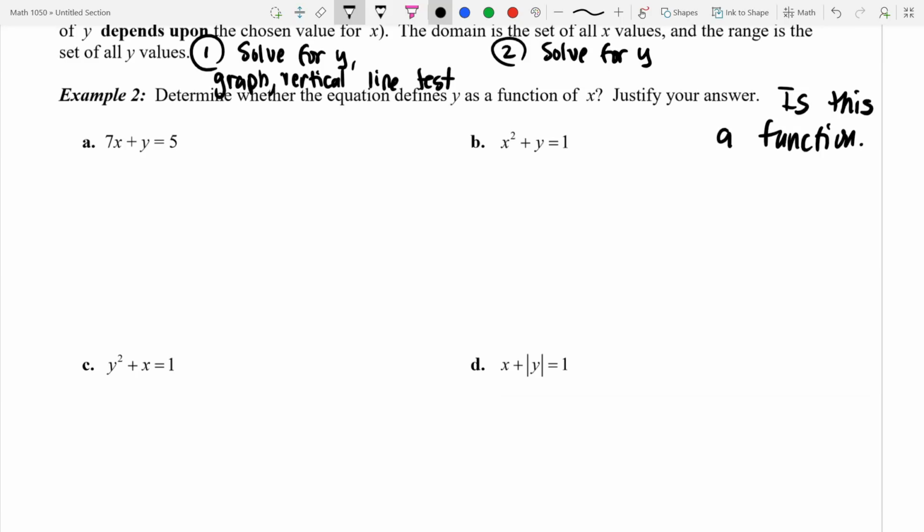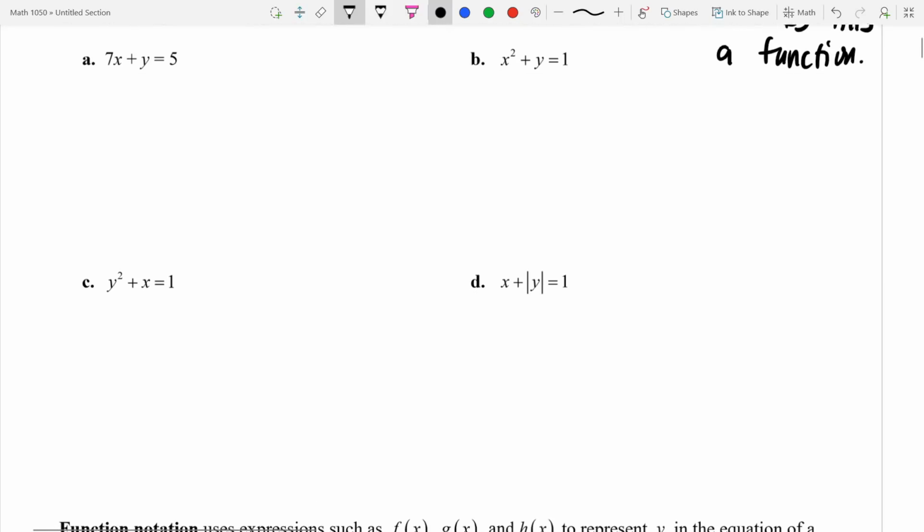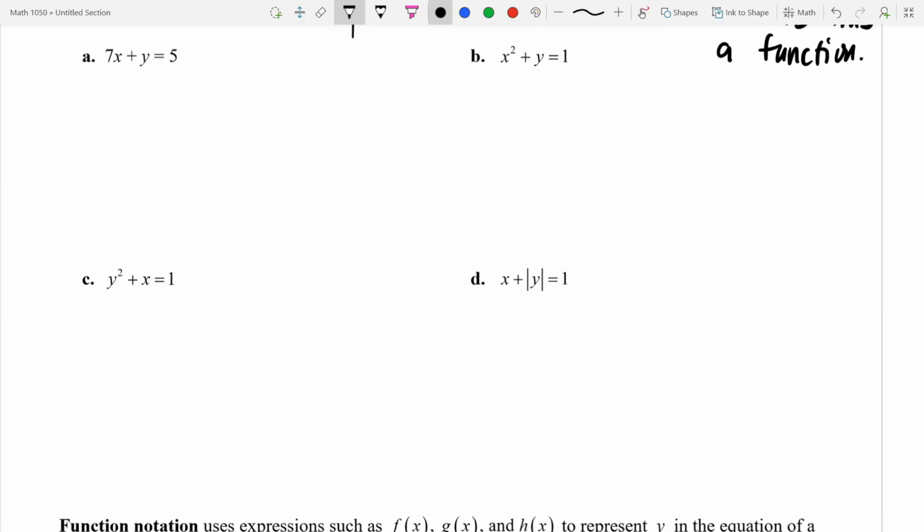And then, this is really strange, but it works. So just go with it. You're going to ask yourself, could I put this in my graphing calculator as one equation? If the answer is yes, it's a yes. If the answer is no, it's a no. Okay? So let's go ahead and do this. Let's go to question 2. In both scenarios, you're going to solve for y, no matter which method you're using.